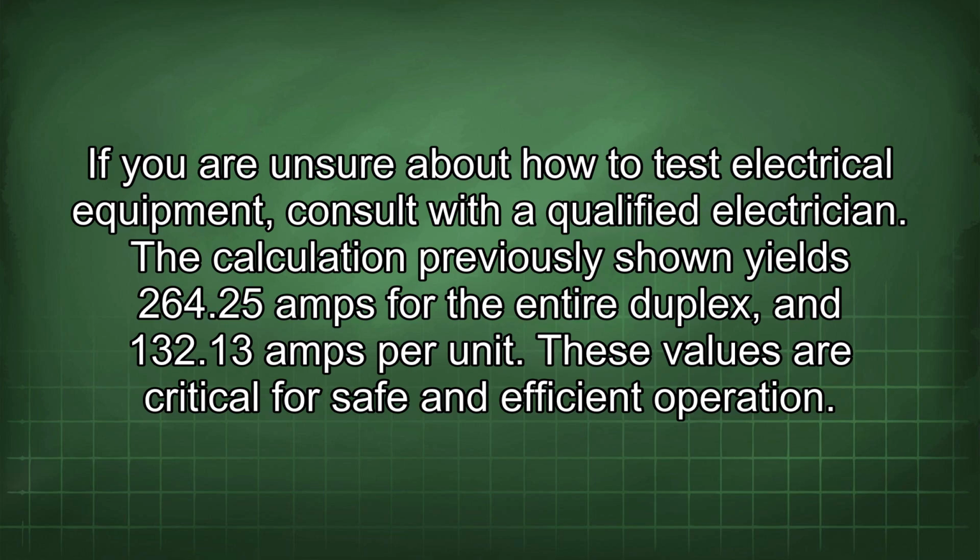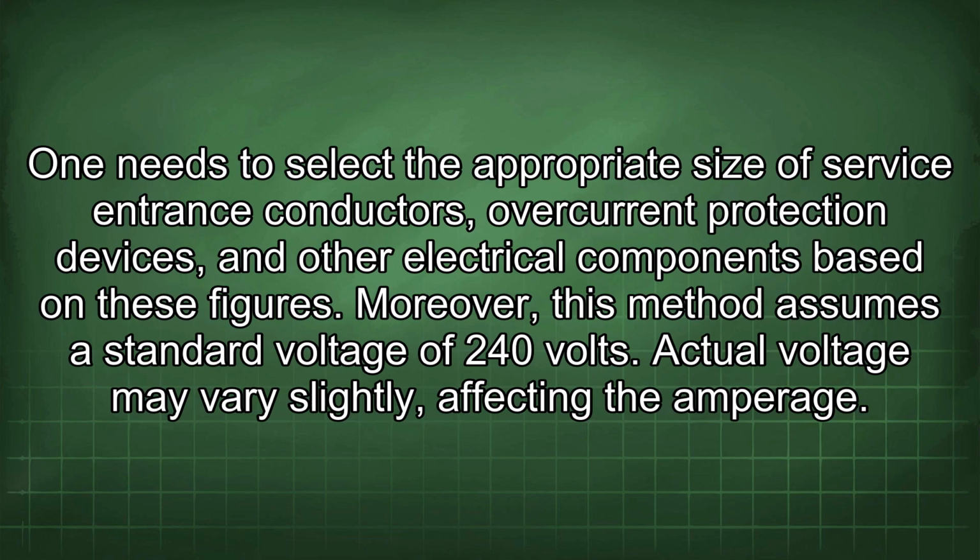The calculation previously shown yields 264.25 amps for the entire duplex and 132.13 amps per unit. These values are critical for safe and efficient operation. One needs to select the appropriate size of service entrance conductors, overcurrent protection devices, and other electrical components based on these figures.